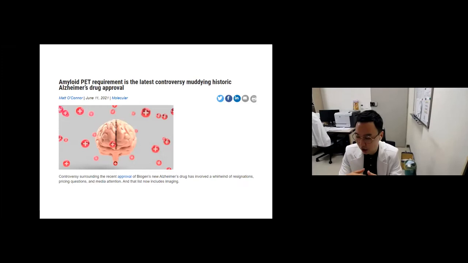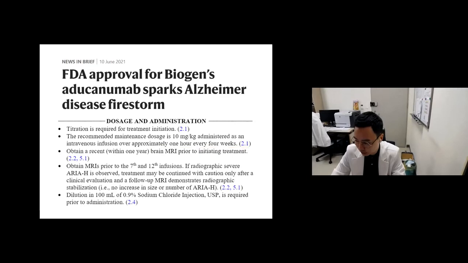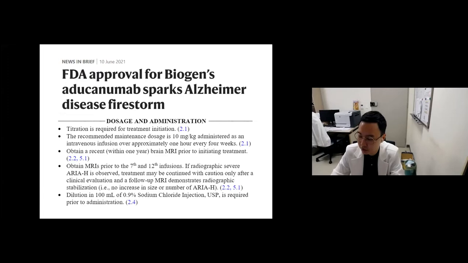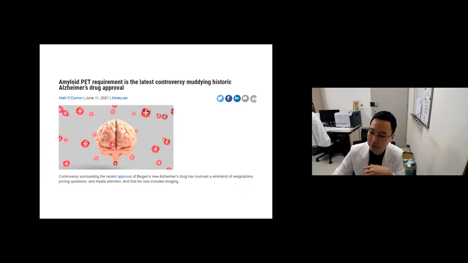Still, regardless of such controversy, to define a diagnosis of Alzheimer's disease, amyloid PET and tau PET have now been used as essential tools. So regardless of such an indication in the label, there is importance in doing amyloid neuroimaging in Alzheimer's disease right now in nuclear medicine.